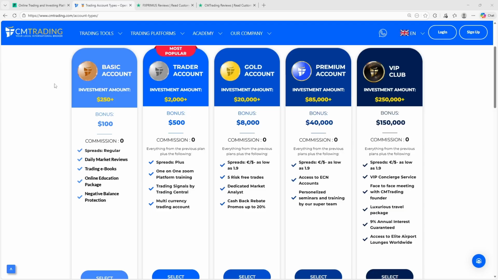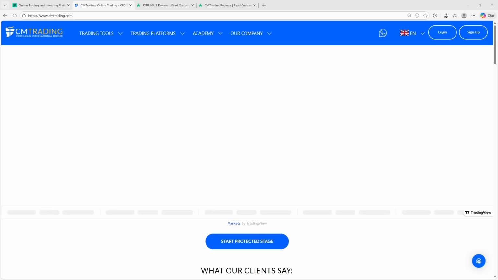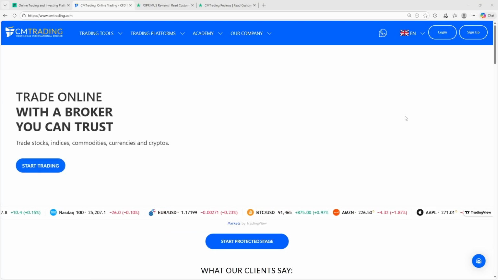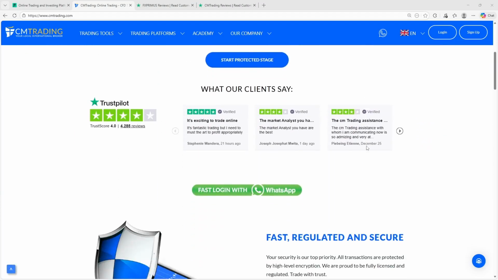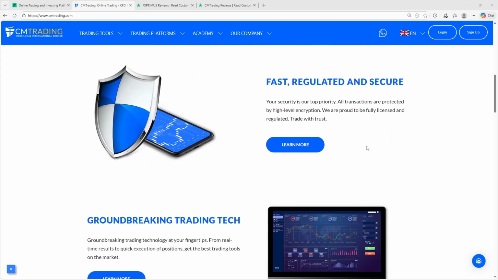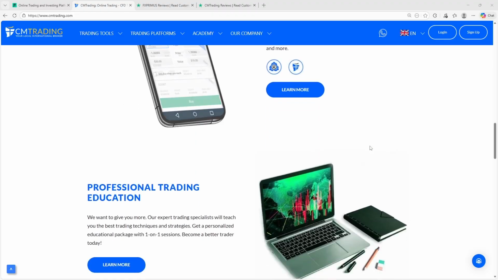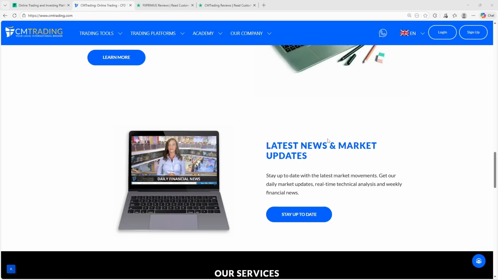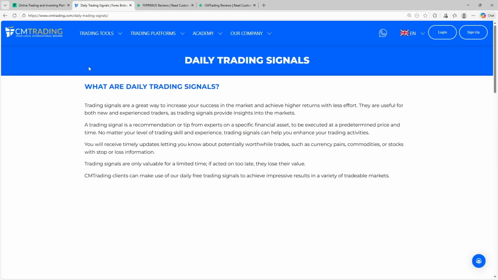Feature-wise, CMTrading leans heavily into education, mentorship, and trader development. The platform integrates MetaTrader functionality while supplementing it with daily market reviews, trading signals, educational ebooks, and live analyst insights. Higher tiers receive direct access to analysts and personalized strategy discussions, which is uncommon among execution-focused brokers. This makes CMTrading particularly attractive to traders who want hands-on support rather than independent, self-directed trading.